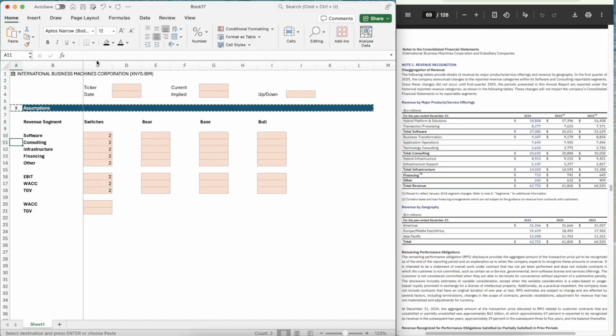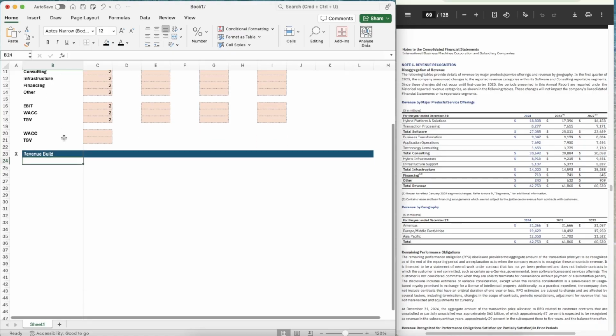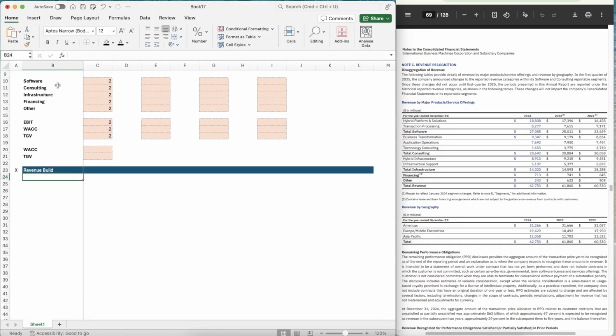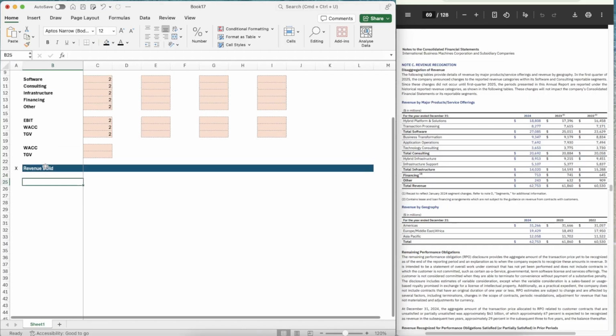Okay, now we're ready to start building out the revenue build. So go revenue build, and we know there's 5 different segments that we need to cover. These 3 are the main ones: software, consulting, and infrastructure, and then financing and other. It's marginal, but we still have to put it in because it's there.